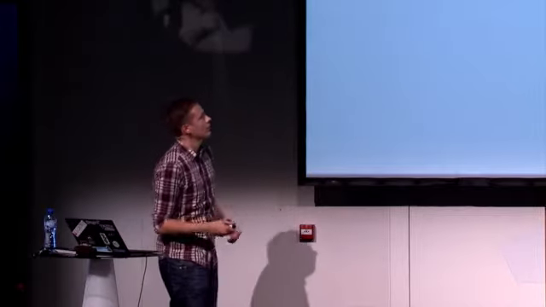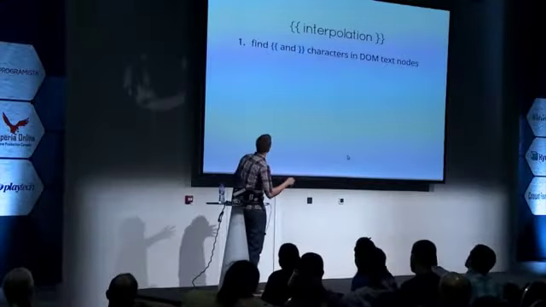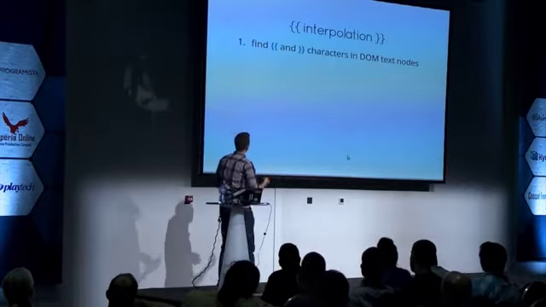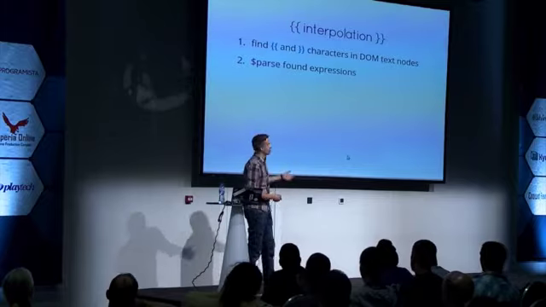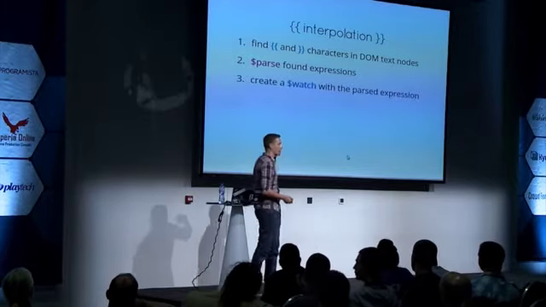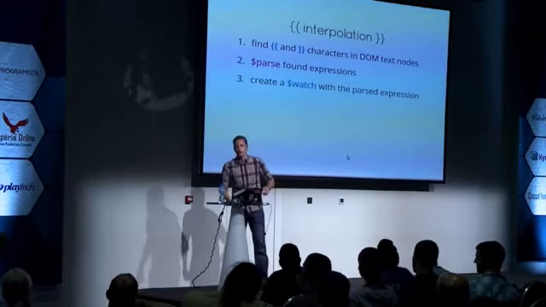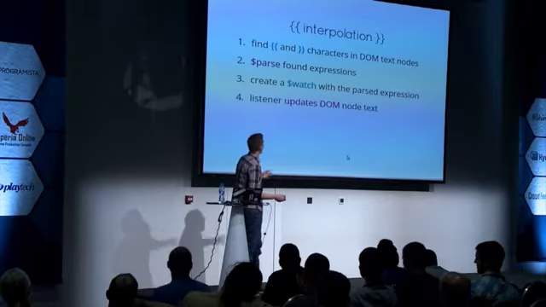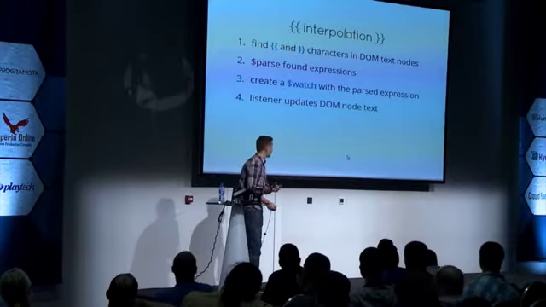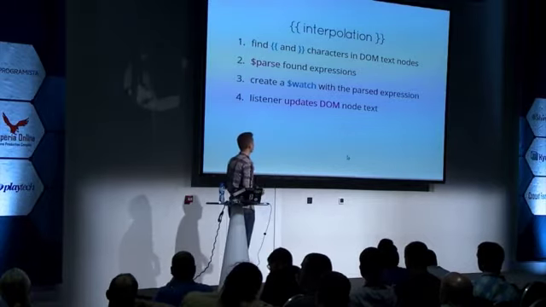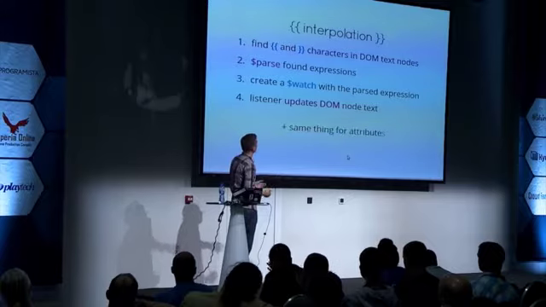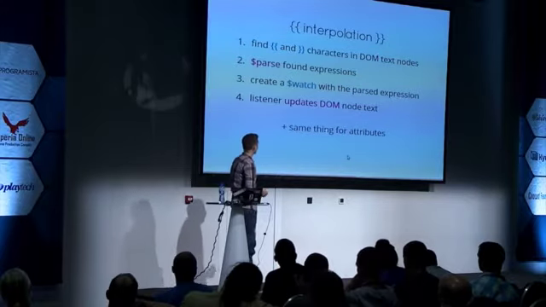Okay, next, interpolation. When you use those expressions, you have this curly brace syntax, and what AngularJS does is go through the DOM nodes and find those. It uses the $parse service to create the expression functions, and it adds a watch to the scope, and then in the listener function, it updates the DOM node text. So that's how the two-way data binding, or the interpolation, works, and it's not just for DOM text nodes, also for attributes.